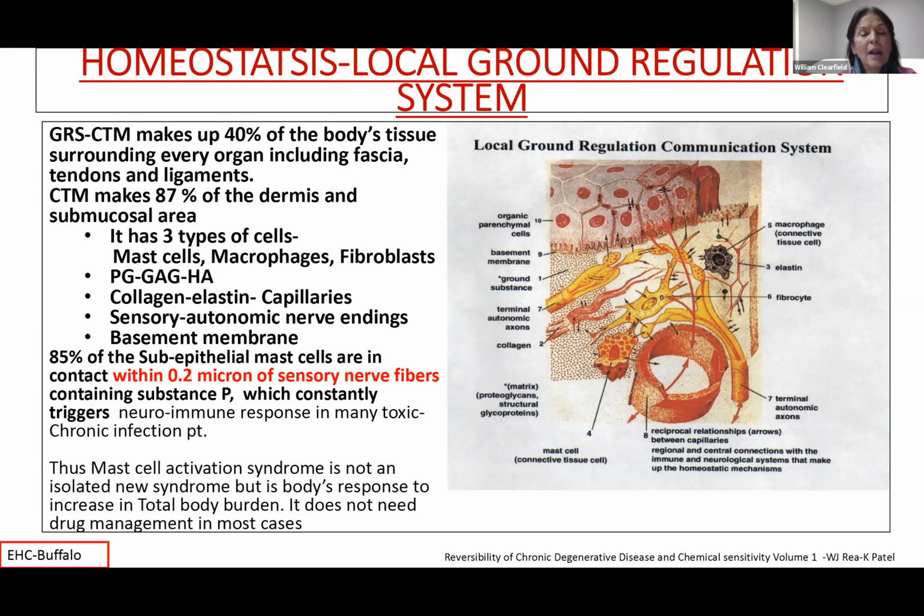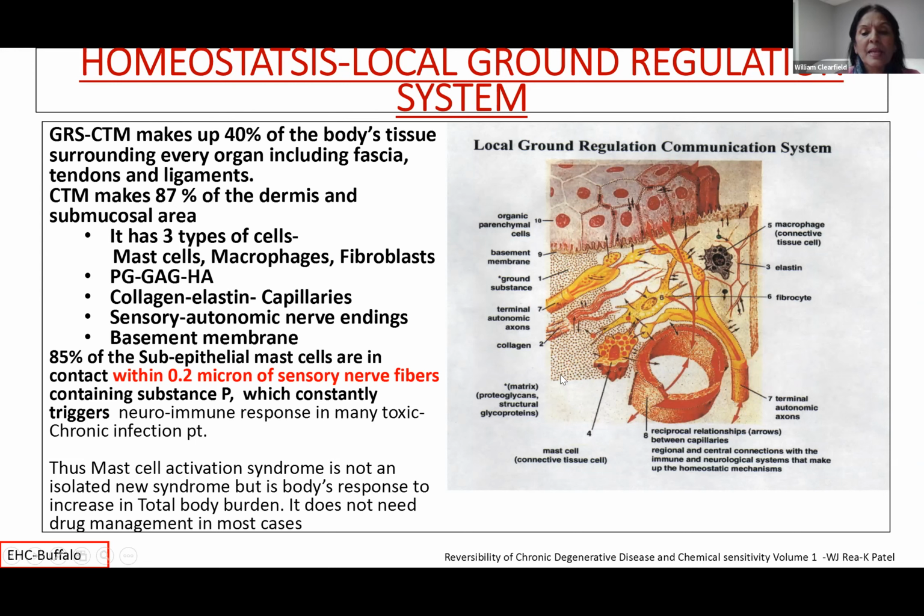The ground regulation system has a connective tissue matrix, as shown here, and it is 40% of the body's tissue, surrounding every organ, including fascia, tendons, and ligaments. 87% of the dermis and submucosa have connective tissue matrix, which is made up of 3 types of cells: mast cells, fibroblasts, and macrophages. And this amorphous material has the proteoglycans, glycosaminoglycans, and hyaluronic acid.